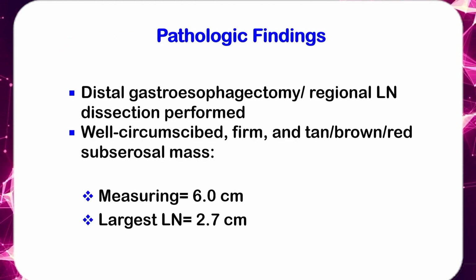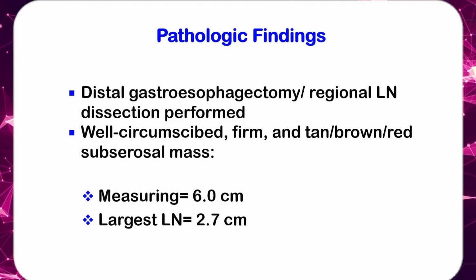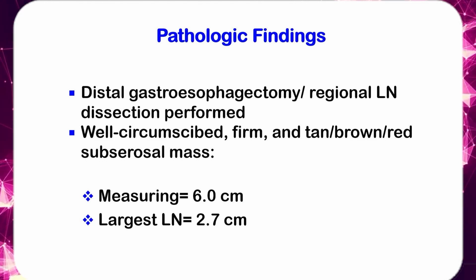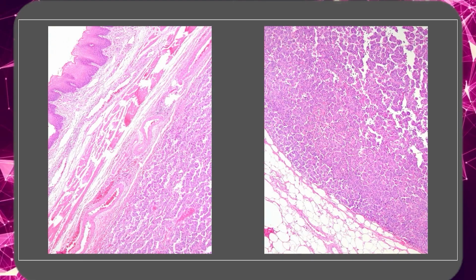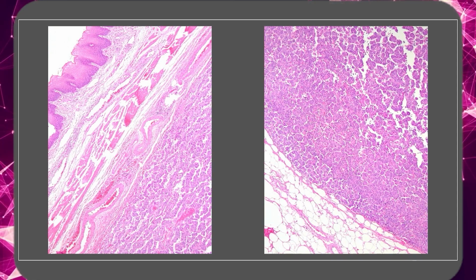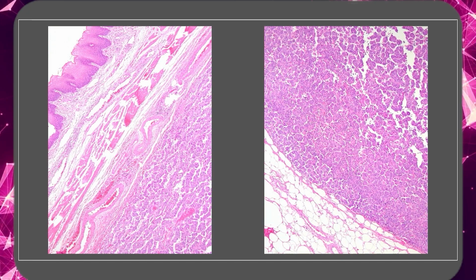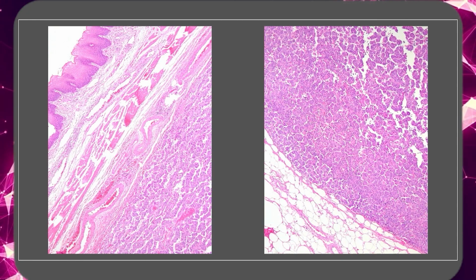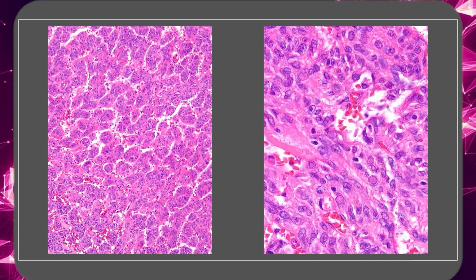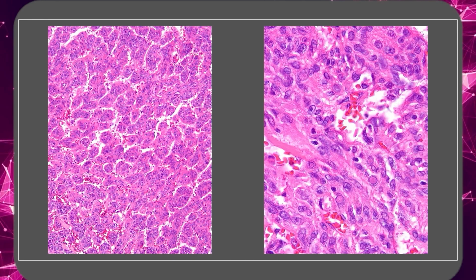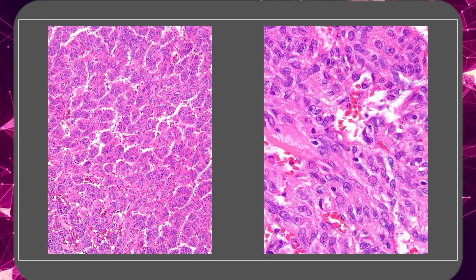And the patient underwent a distal gastroesophagectomy with lymph node dissection. And there was indeed a tumor, firm, tan-brown, which measured 6 centimeters. And there were lymph nodes also, periesophageal. The largest one measured 2.7 centimeters. That's the squamous lining. And underneath, you see the same tumor, exact same morphology, a nested tumor. And at higher magnification, as you can see, every nucleus has an inclusion.